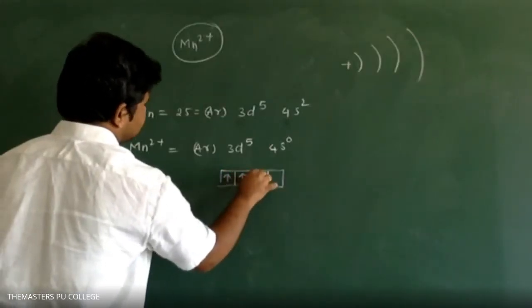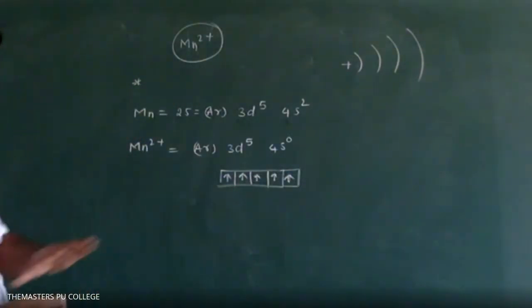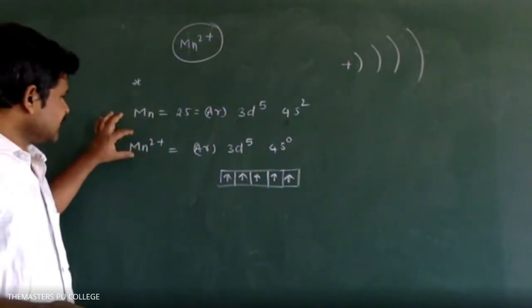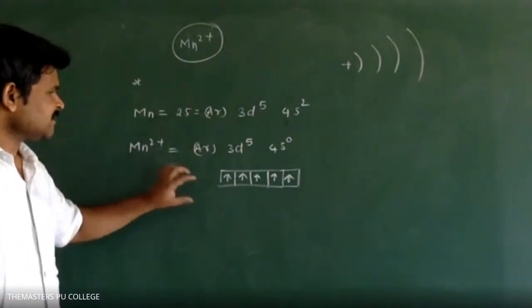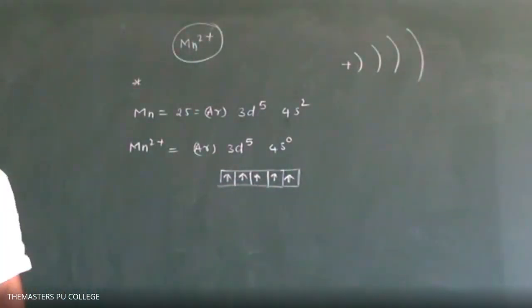1, 2, 3, 4, 5. Like this we will write. This is the electronic configuration of Mn2+ and its unpaired electrons. How many unpaired electrons are there? 5 unpaired electrons.